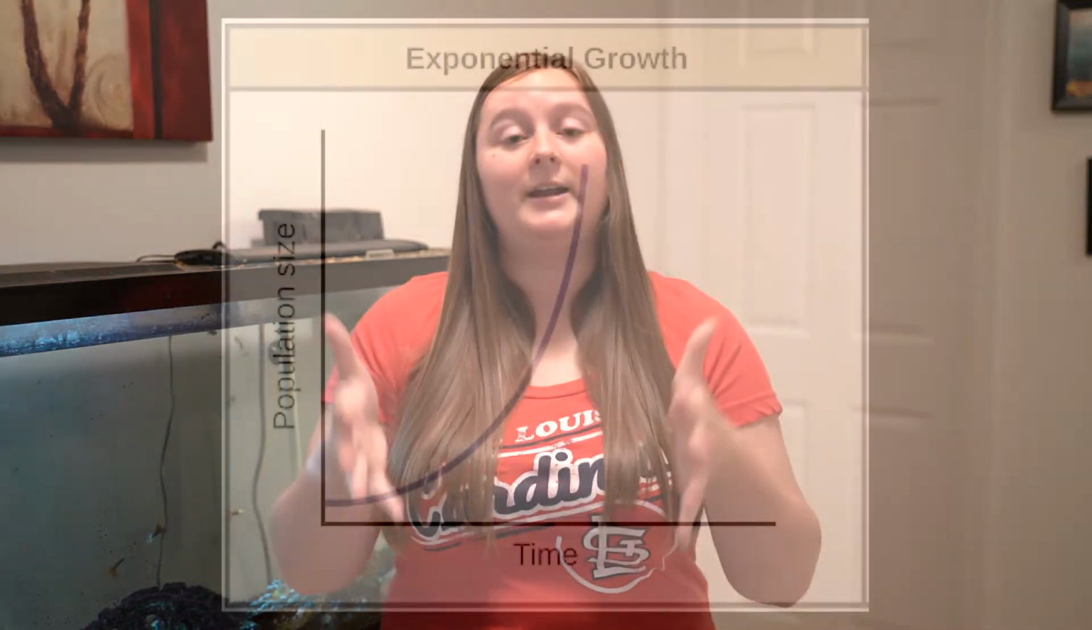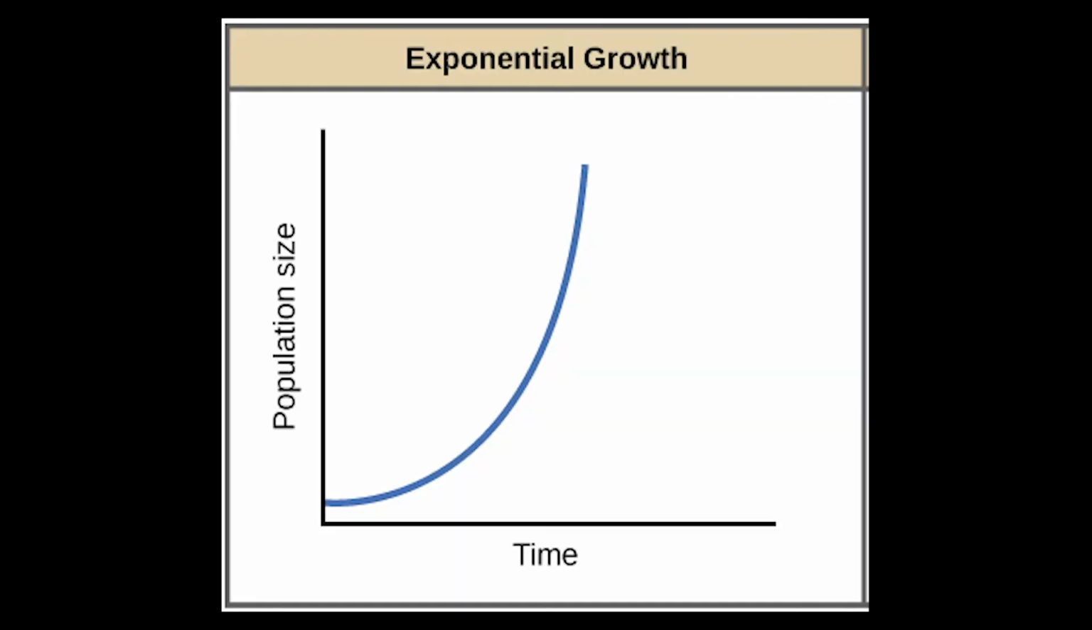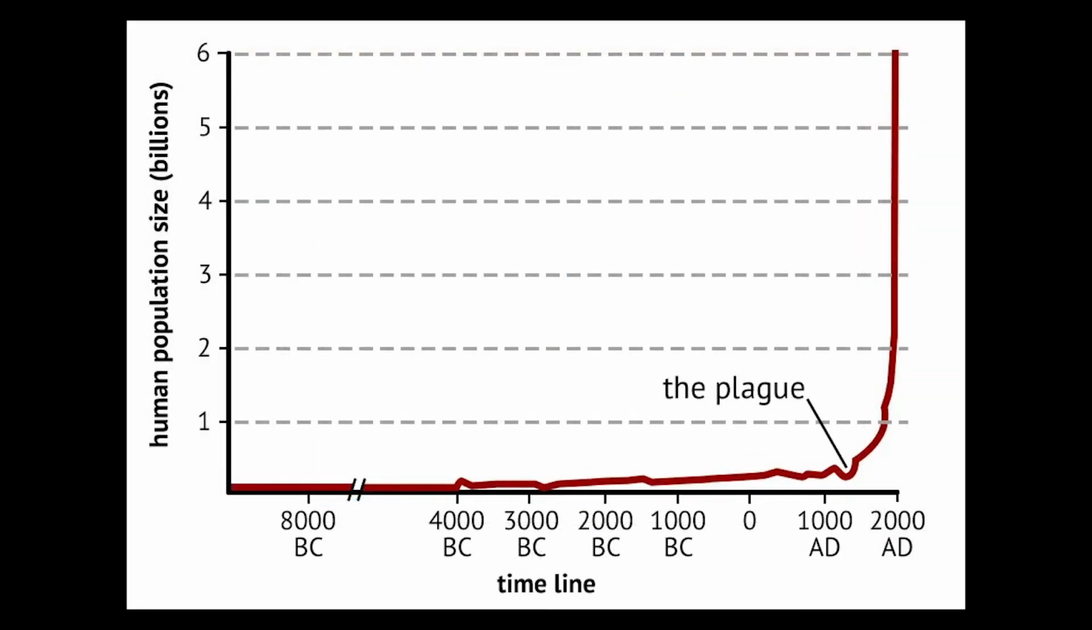Okay, so I'm going to throw up a picture right now of what an exponential graph looks like. You can see that it's increasing really rapidly, and humans are actually experiencing this. So if you look at a graph of the human population over time, you will see that it looks like an exponential graph. The only time it decreases is during the Black Plague. Every other time in our history, we are increasing.